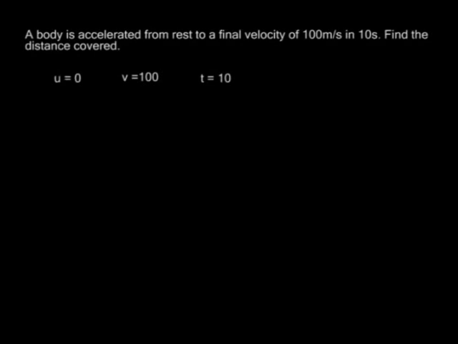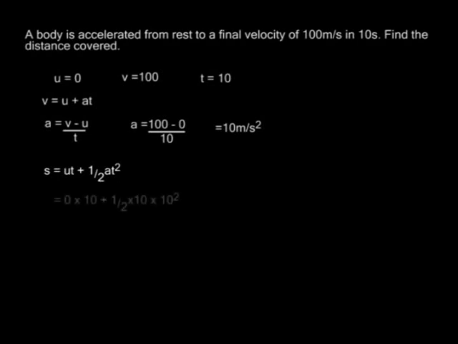But then again, we can get acceleration using the first equation first of all. So a is equal to v minus u over t. So we shall have 100 minus 0 over 10 gives us 10 meters per second squared. Once we have the acceleration, then we can find displacement, or the distance covered, using equation number 2. s is equal to ut plus a half at squared: 0 times 10 plus a half times 10 times 10 squared, which gives us 500 meters. So the distance covered is 500 meters.